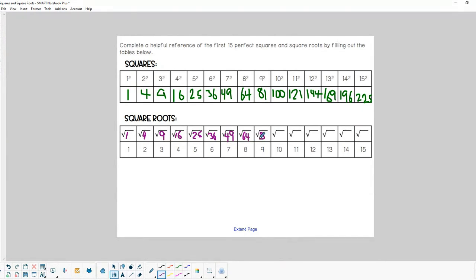The square root of 81 is 9. The square root of 100 is 10. The square root of 121 is 11. The square root of 144 is 12. The square root of 169 is 13. The square root of 196 is 14. And the square root of 225 is 15. So there's your first 15 perfect squares, and that'll come in handy as we go along.